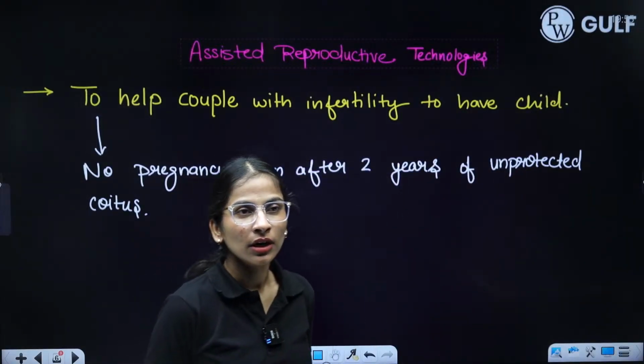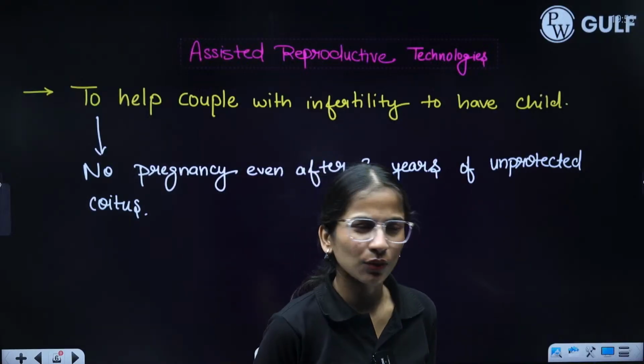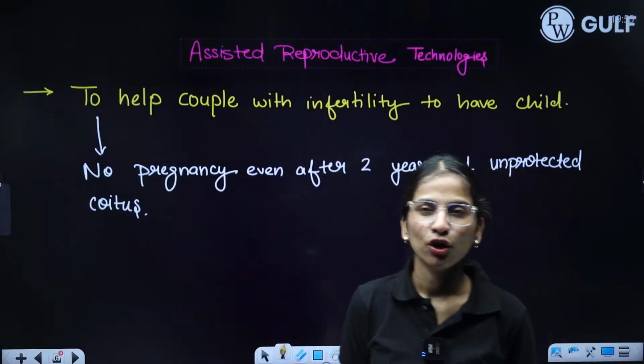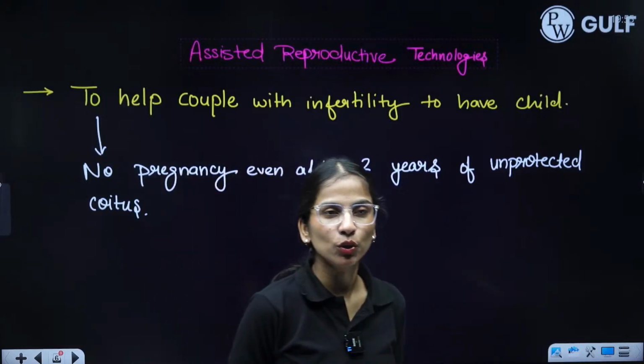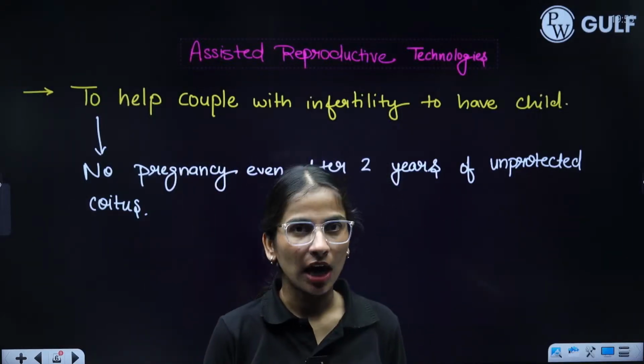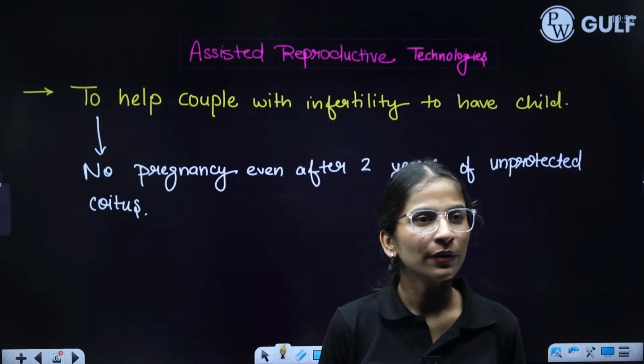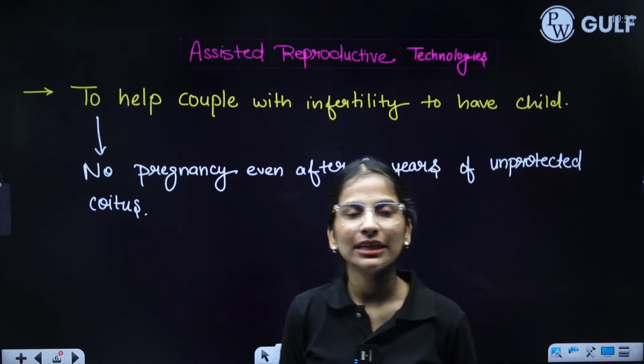Okay, so what is infertility? You can take a range of 1 to 3 years, or the average of 2 years. No pregnancy even after 2 years of unprotected coitus. Unprotected means without any contraceptive method. It will be termed as infertility.